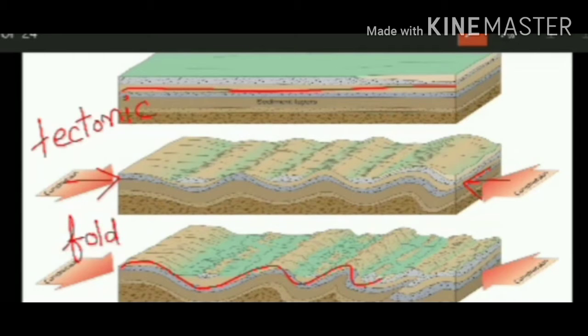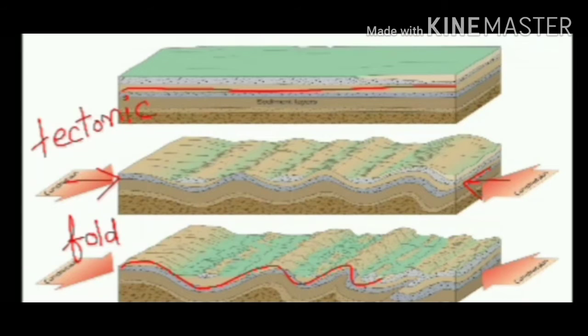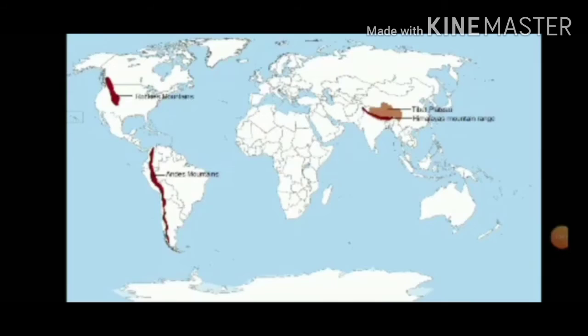Children, the Rockies in North America and the Himalayas in India are examples of young fold mountains, as they were formed recently. There are old fold mountains as well.